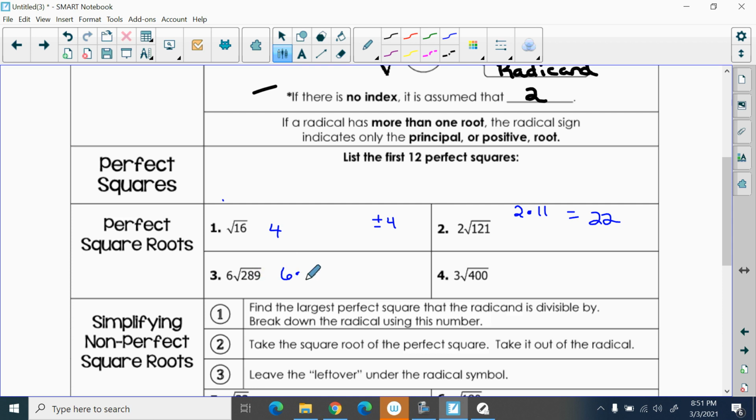So the square root of 289 is 17. So I take 6 times 17. 6 times 17 is 102. So that's going to be 102.